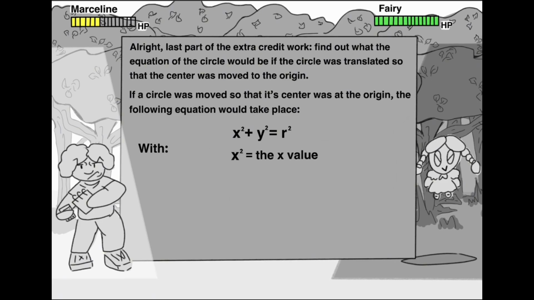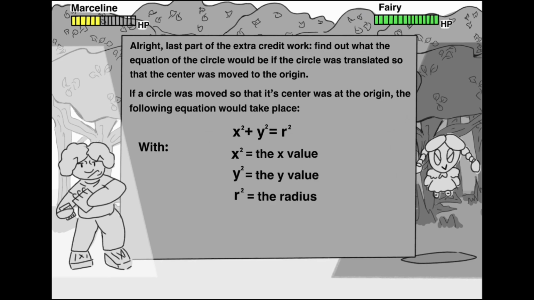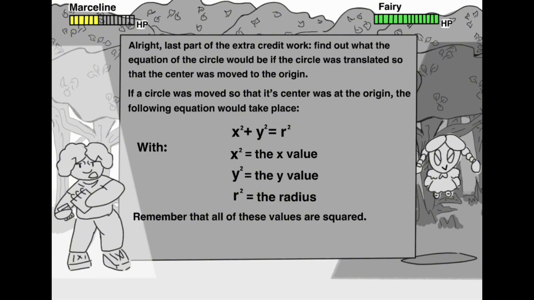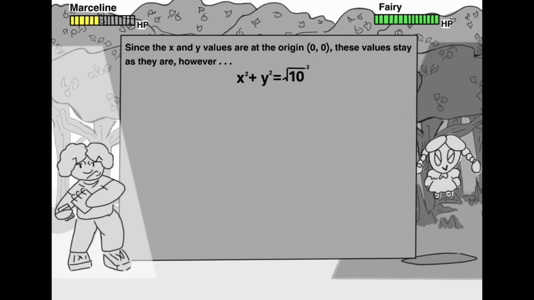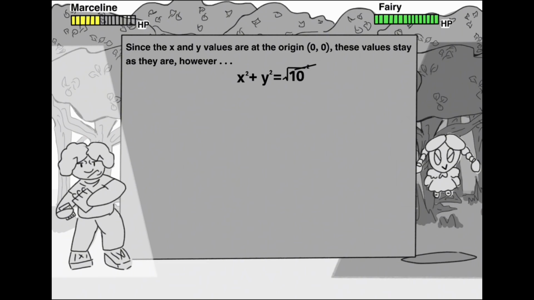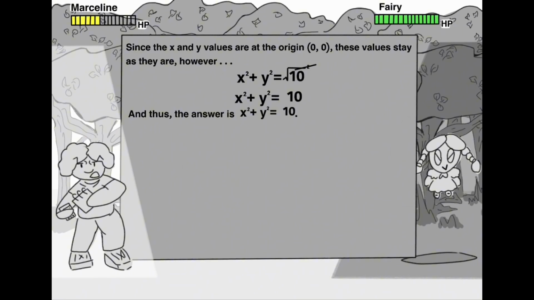Remember, all these values are squared. Since the x and y values are at the origin, 0, 0, these values stay as they are. Thus, the answer is x squared plus y squared equals 10.